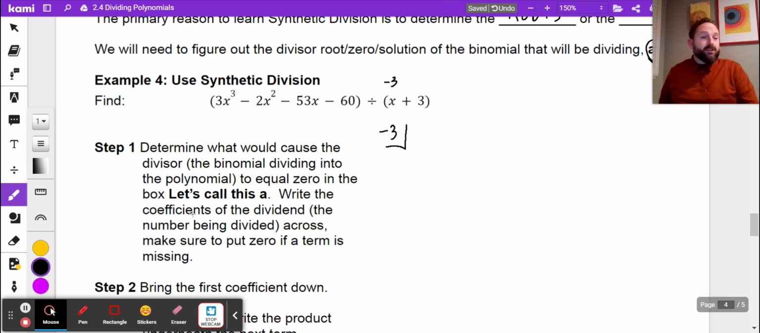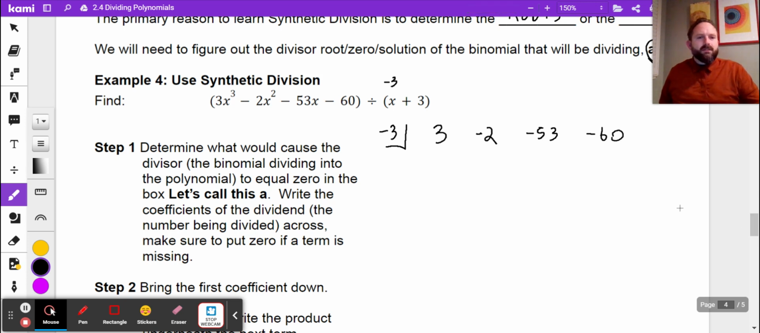Now it says write the coefficients of the dividend, the number being divided, across. Make sure to put 0 if a term is missing. So we start with x cubed, and the coefficient is 3. The next one would be x squared, and it's negative 2. The next one would be x, and it's negative 53. And finally, the constant term, which is negative 60. Okay, so it kind of looks like a weird looking division. This is what it should look like at the moment.